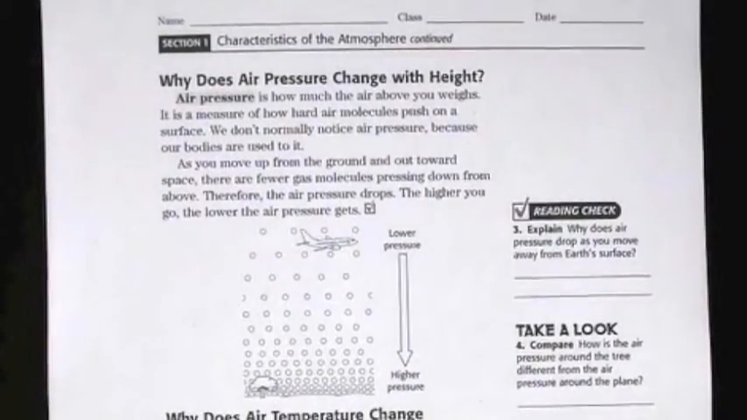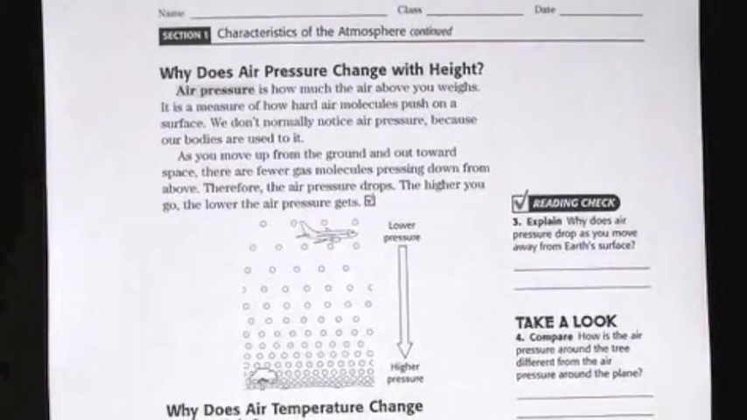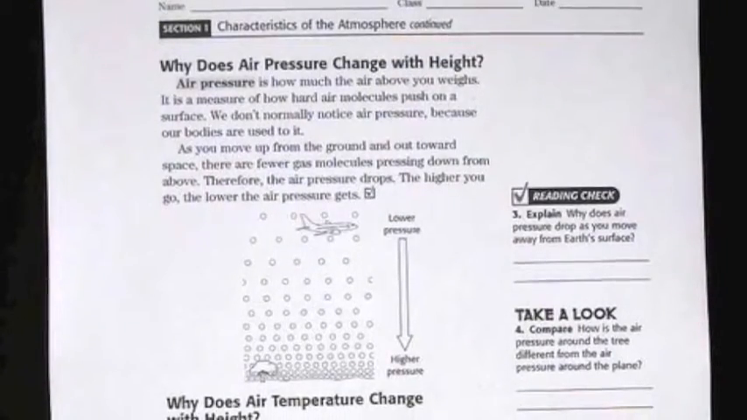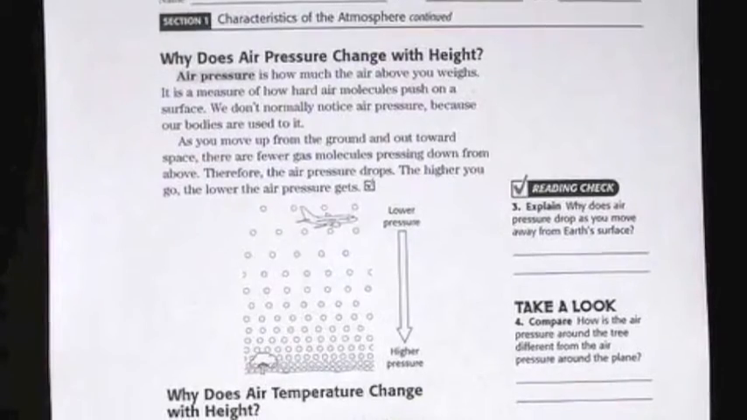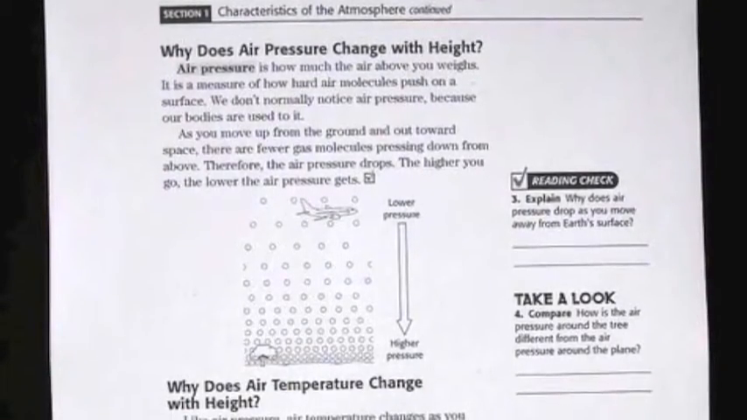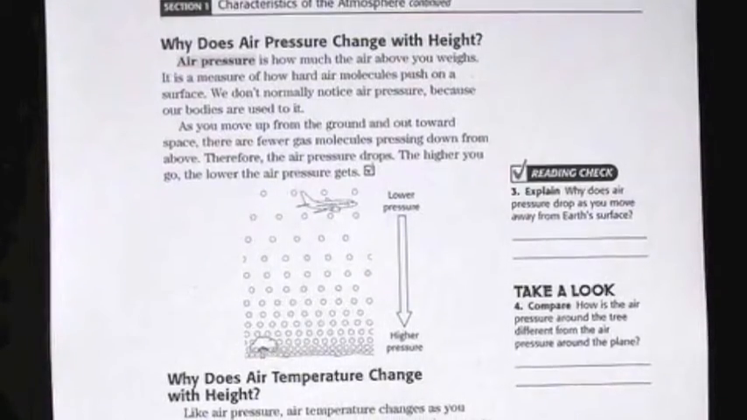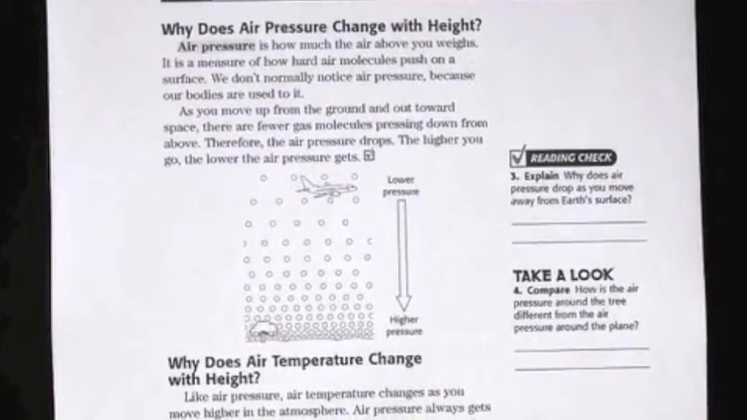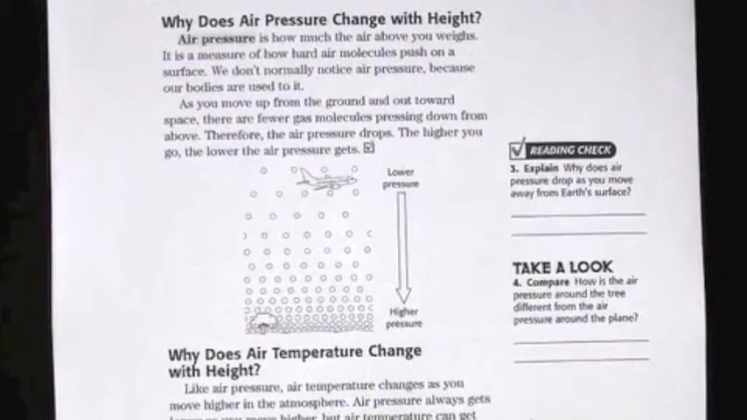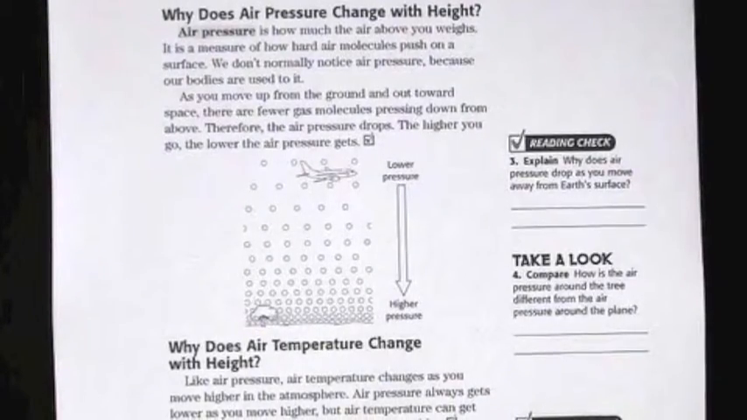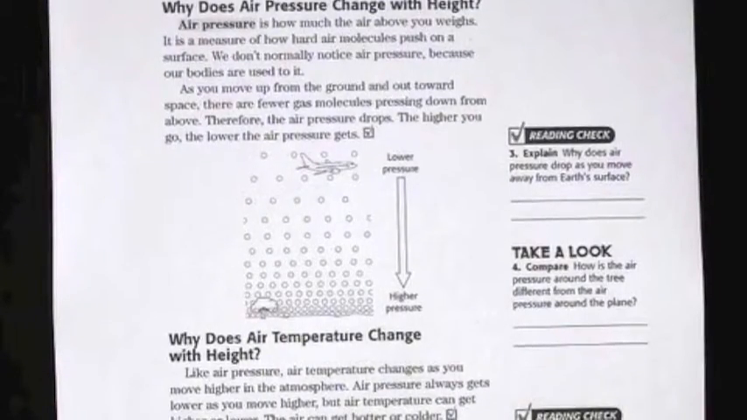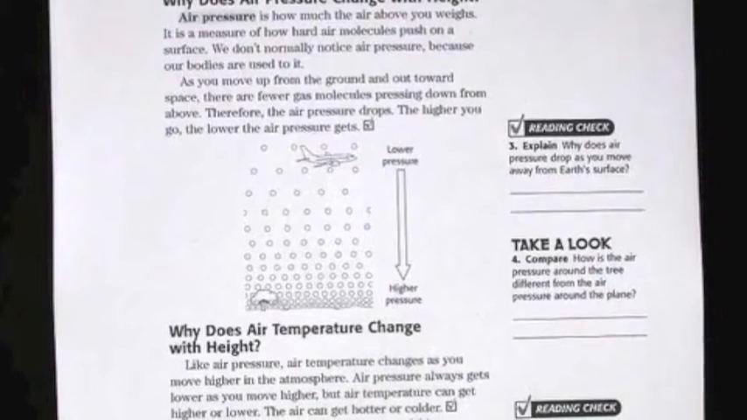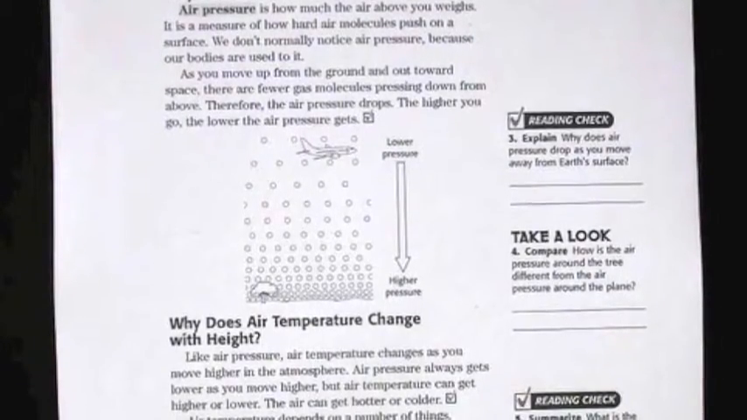Why does air pressure change with height? Air pressure is how much air above you weighs. It's a measure of how hard air molecules push on a surface. We don't normally notice air pressure because our bodies are used to it. As you move up from the ground and out towards space, there are fewer gas molecules pressing down from above. Therefore, the air pressure drops. The higher you go, the lower the air pressure gets.